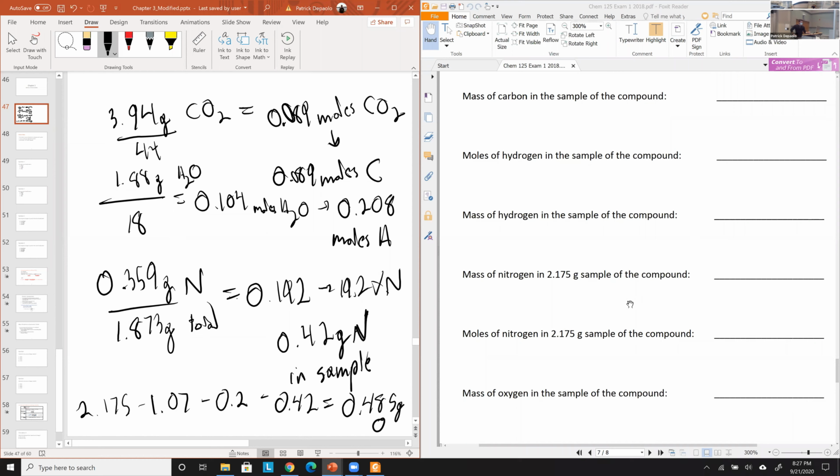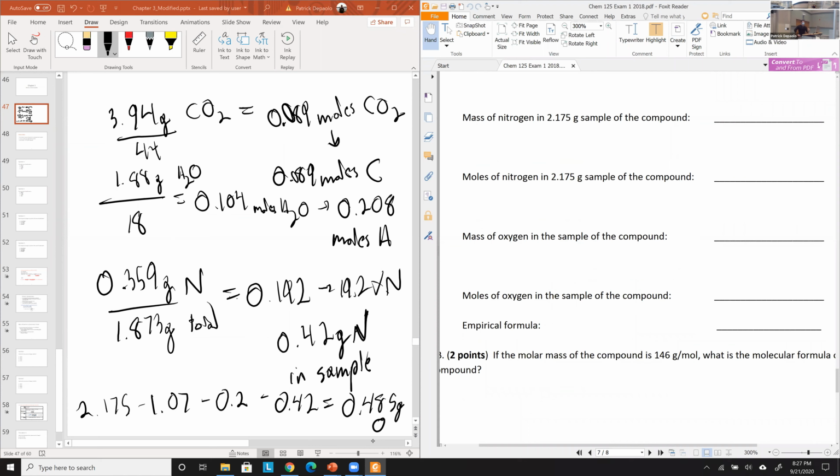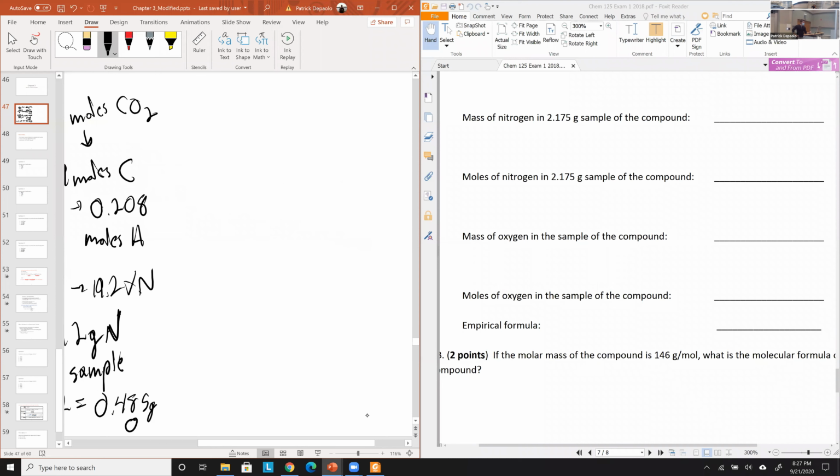So now, what can you do? You have everything. So you can figure out the moles of oxygen because you know the moles of everything else. You can figure out the moles of everything. We're going to finish this problem. So here, I'll do this. I'll move this over. Okay. All right. So hopefully that makes sense.